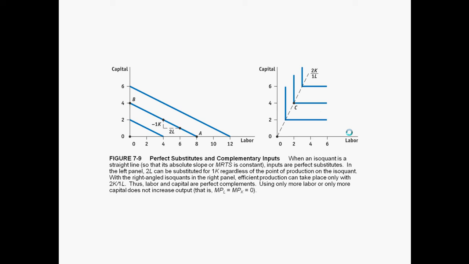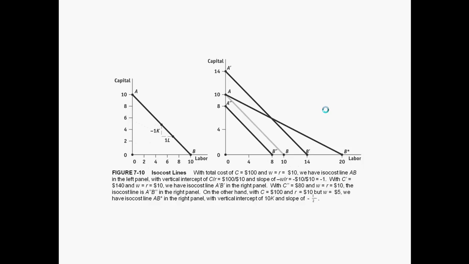Taxis might be like this. To carry a passenger, you have to have one car and one driver. There's really no other choice. If you give the driver 2 cars, that doesn't do him any good. And if you have 2 drivers and one of them doesn't have a car, that doesn't do any good. You have to have a perfect match. So, perfectly complementary inputs in that case.